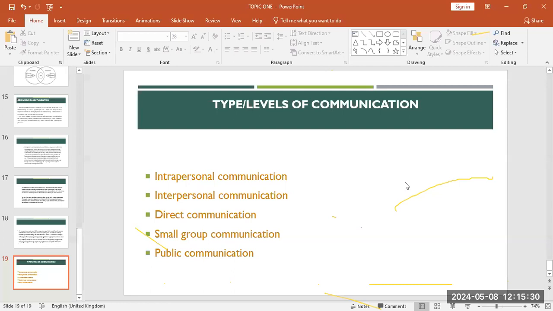Then we also have direct communication. Direct communication is very direct. There is nothing that has been hidden about it. It is as plain as it is. It is straight and direct to the point. Direct communication mostly happens in the West. In Africa and most African countries, we tend to hide things. We don't like saying things directly.